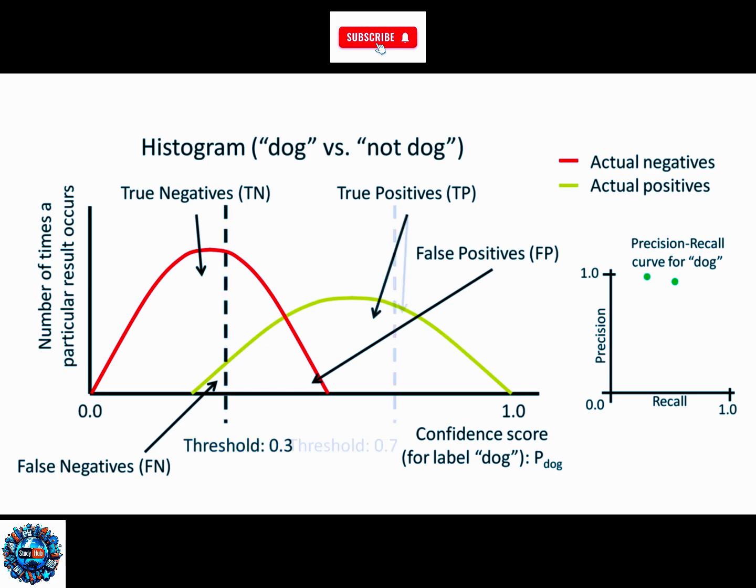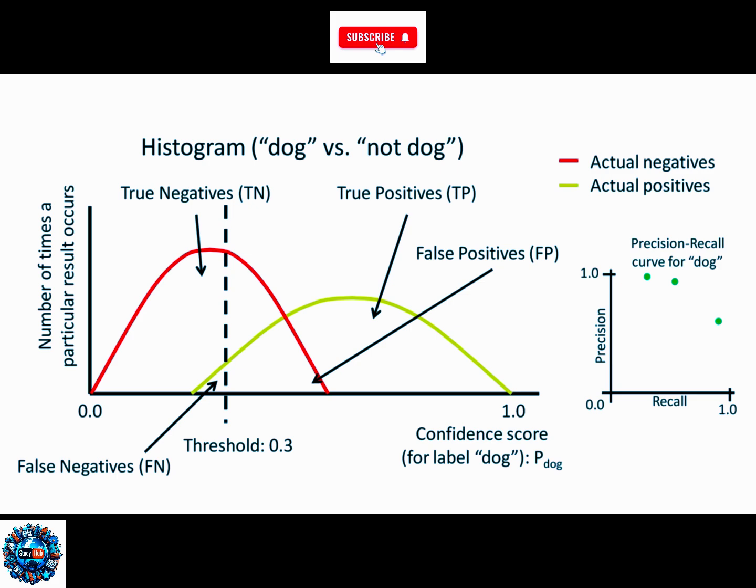As you lower the threshold, you generally expect the number of true positives to increase while decreasing the number of false negatives. However, it also means you see more false positives. From this, we expect the precision to be low but the recall to be high, so we might end up with a point like this on the curve.